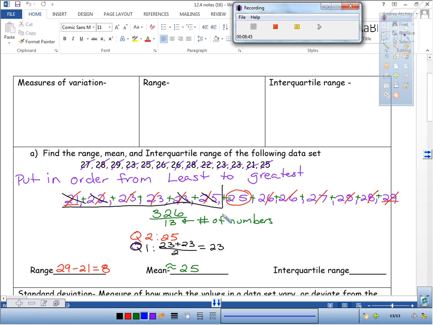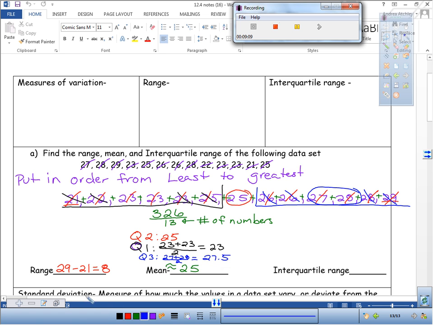Then we want to find Q3, which is the median of the top half of my data. So 1, 1, 2, 2, and those two are in the middle. So we do 27 plus 28 divided by 2, which equals 27.5.